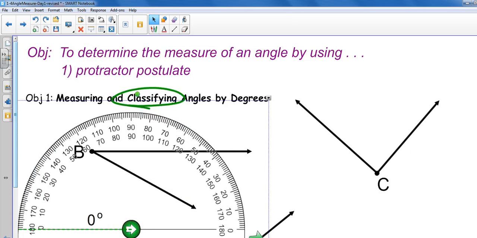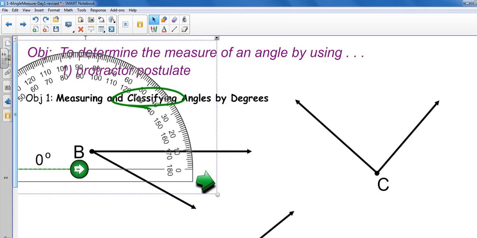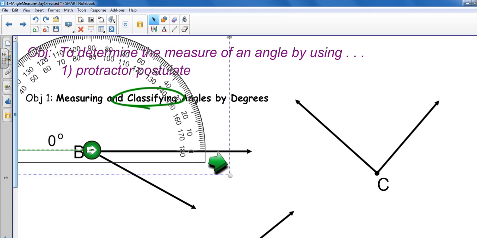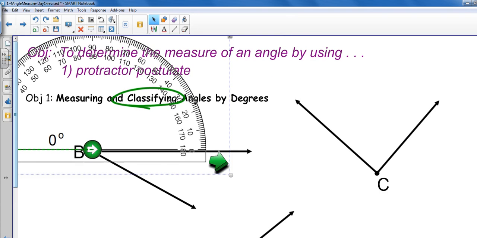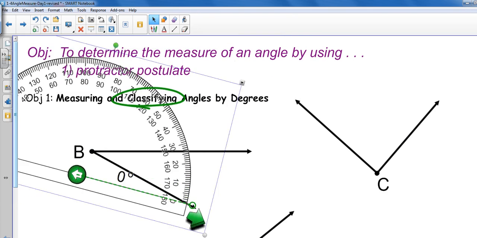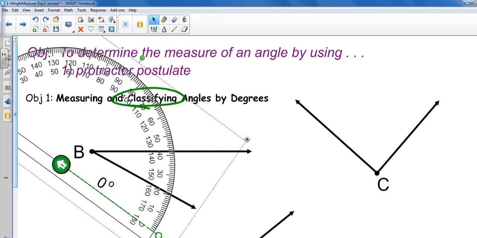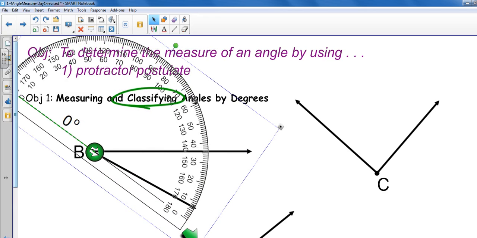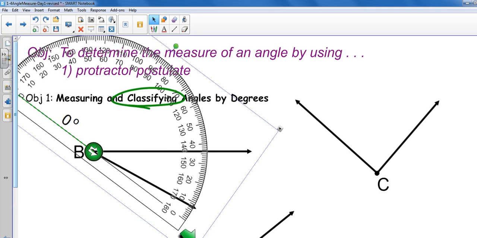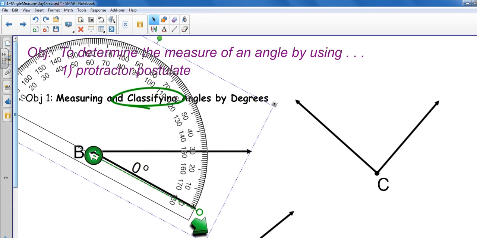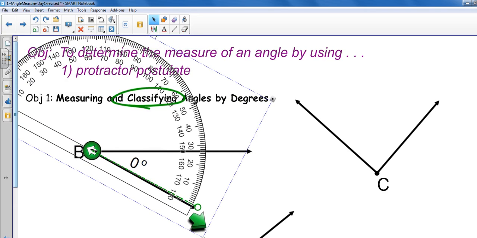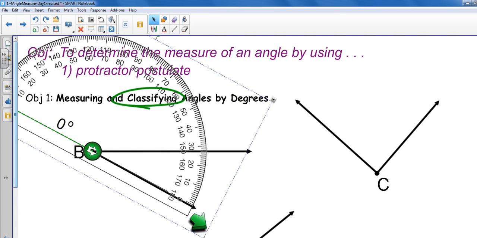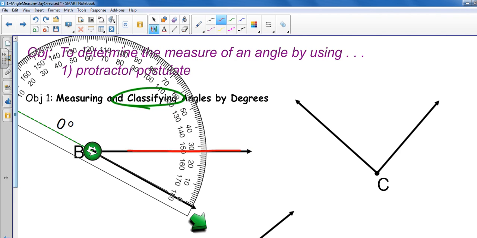Using a protractor, we're going to find the center point of the protractor. I've got this little arrow here. And then I'm going to need to rotate it a little bit and line up the bottom line with one of the rays of my angle. So I'm going to line it up here with one of the rays of my angle. I've got the one going off down there. And now I'm going to look at where the other ray intersects the protractor. So it's going right here.